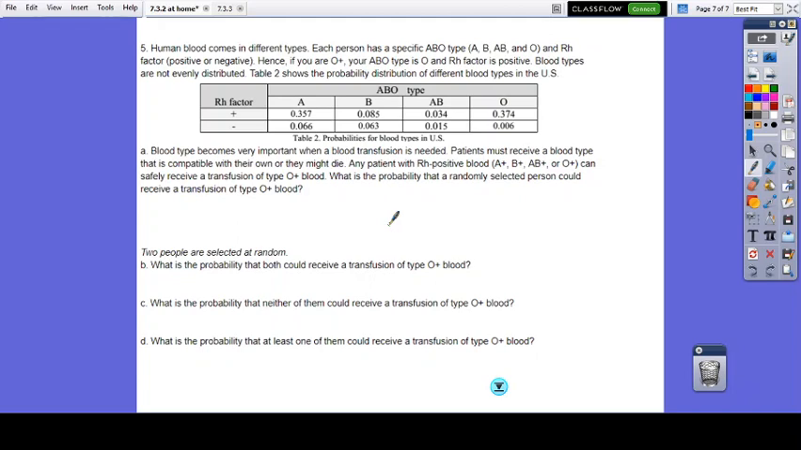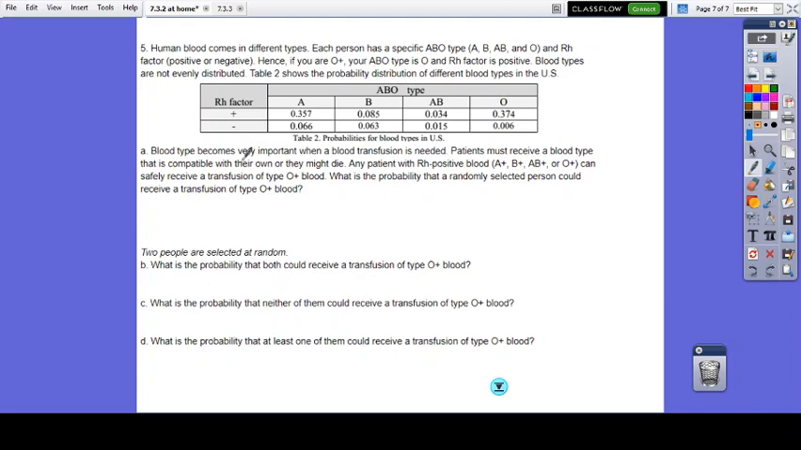Blood types are not evenly distributed. Table 2 shows the probability distribution of different blood types in the US. So this is saying that an A positive would be a 35% chance, and so forth from there. Blood types become very important when a blood transfusion is needed. Patients must receive a blood type that is compatible with their own, or they might die.